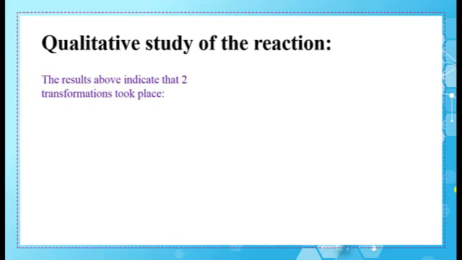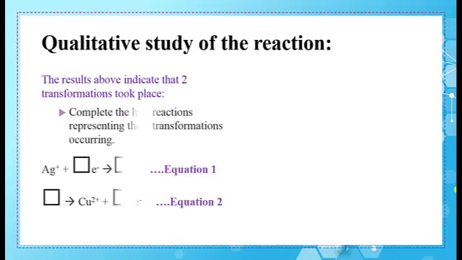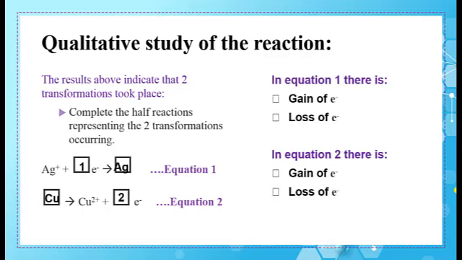The results above indicate that two transformations took place. In order to know what these transformations are, let's complete these two half reactions. The first half reaction: Ag+ plus how many electrons? Since Ag+ has only one positive charge, then it needs one electron. Ag+ plus 1 electron will give Ag. And in the second transformation, something gives Cu2+. What gave Cu2+? It was Cu. Cu, in order to become Cu2+, has to lose 2 electrons.